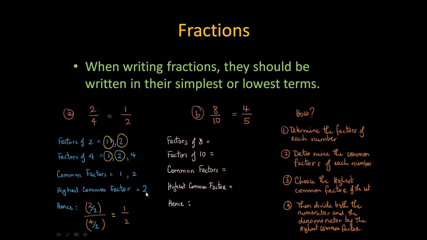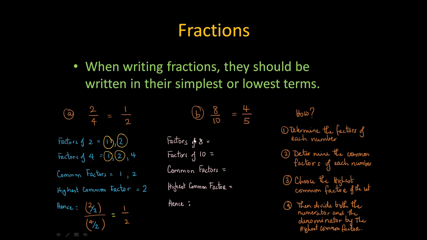So what we do, you would choose the highest common factor and divide each of the numbers involved in the fraction by 2. If you divide 2 by 2, you will get 1. If you divide 4 by 2, you will get 2. So 2/4, or 2 divided by 4, will give you a fraction of 1/2. Let's try 8/10, or 8 divided by 10, which should give us a lowest term of 4/5.